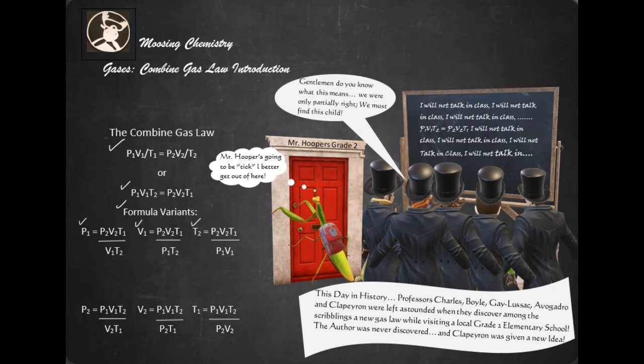If you want to find pressure 2, it equals P1V1T2 over V2T1. If you want to find volume 2, it's P1V1T2 over P2T1. And if you want to find temperature 1, it's P1V1T2 over P2V2.